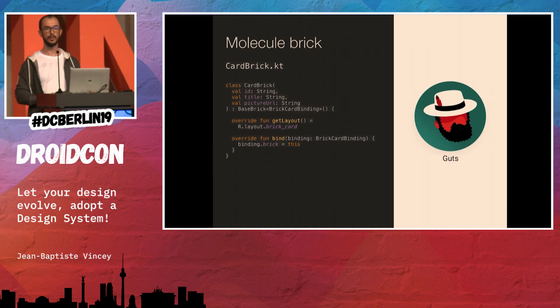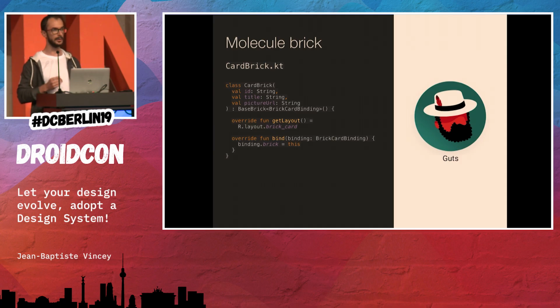Now about molecule. So molecule is now clearly a brick. So what is a brick in our system? It is actually kind of a model for the view that embeds all the data that would be displayed in the UI component. So here we have a very simple artist card that has an image and a title. And so in the card brick, this is just a model that has a title, a picture URL, and an ID that will be used by the Lego adapter for the diff util computation.